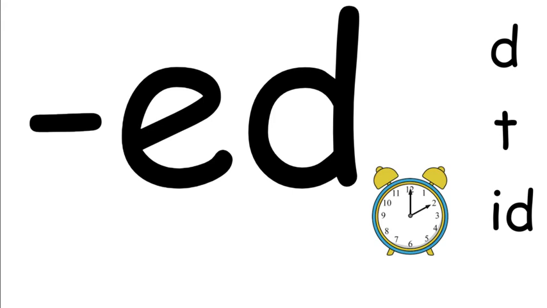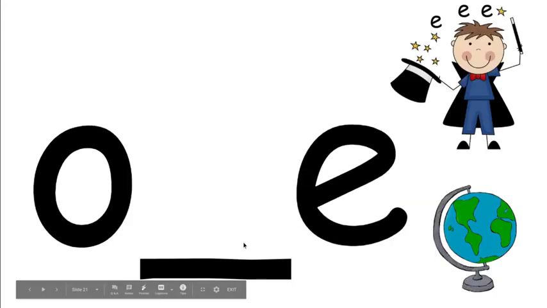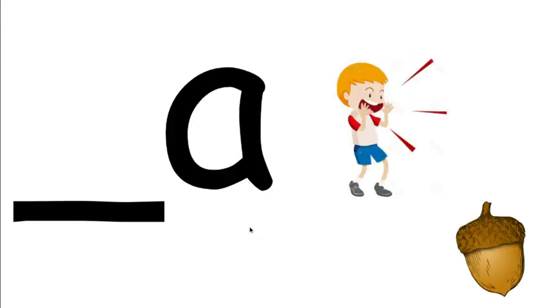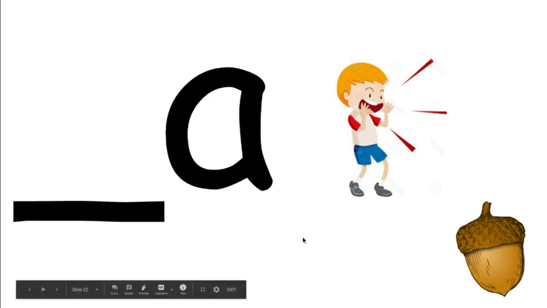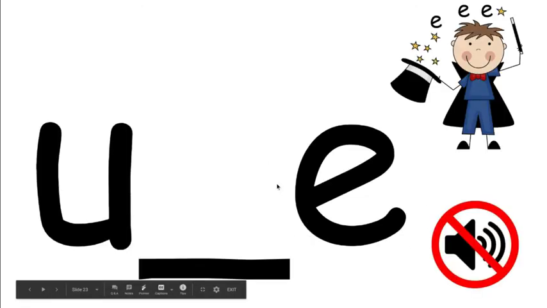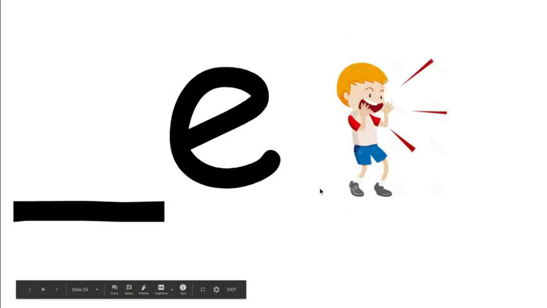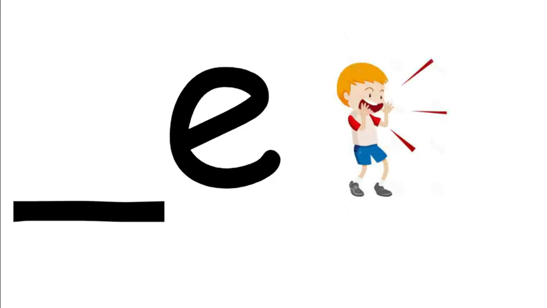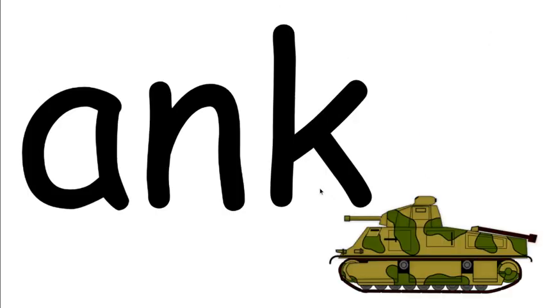Remember, the suffix ed can make three sounds: d, t, and id. O, a. This is an A at the end of a syllable. That's called an open syllable, so he can shout out his name like acorn. U, ing. E, when it's an open syllable. Ank.